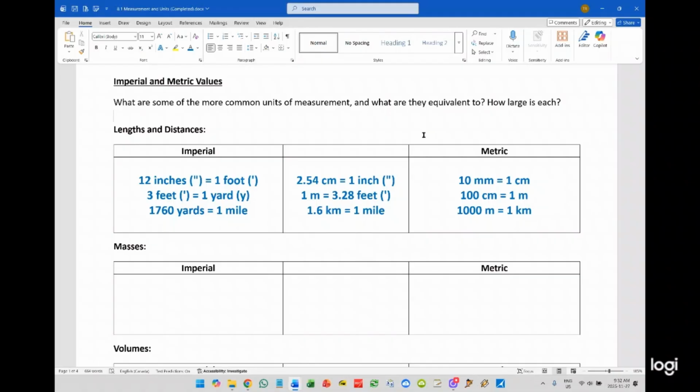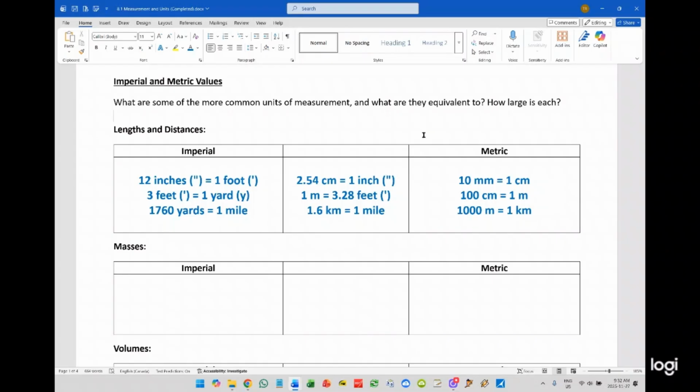The metric and imperial equivalencies here in the left and right columns are exact. They're definitionally true. It's not like someone measured and said, oh, there's around 3 feet in a yard. A yard is actually defined as 3 feet. So those are exact values.